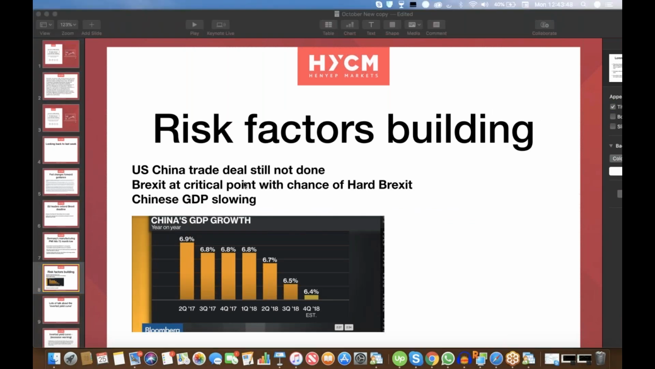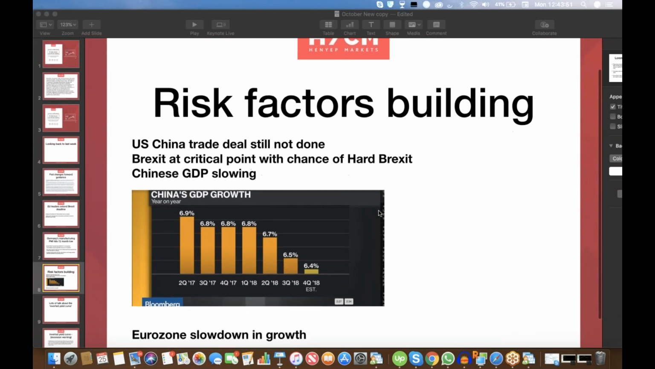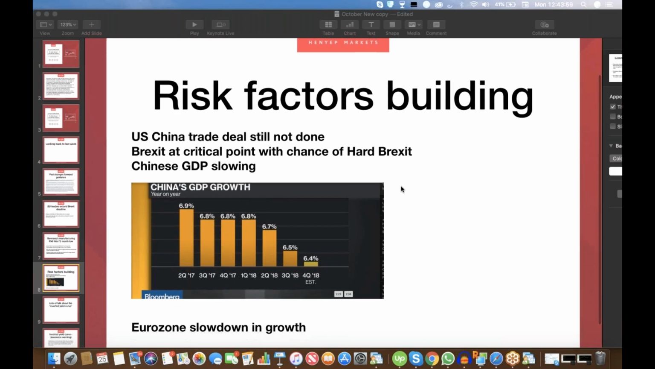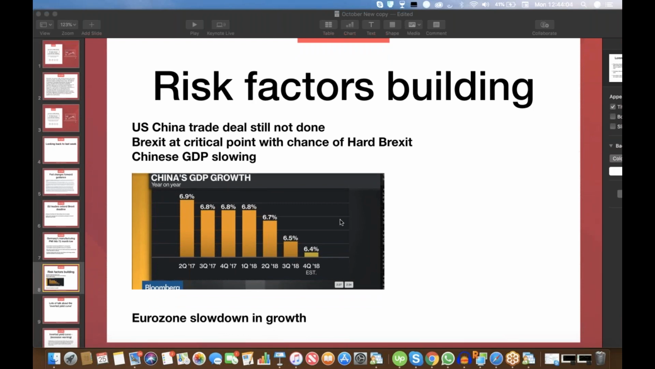Okay, US-China trade deal still not done. Brexit at critical point with chance of a hard Brexit. Chinese GDP slowing. Eurozone slowdown in growth. You can see how the market was becoming quite risk averse. And you can see when you put these factors together that the market is very concerned.